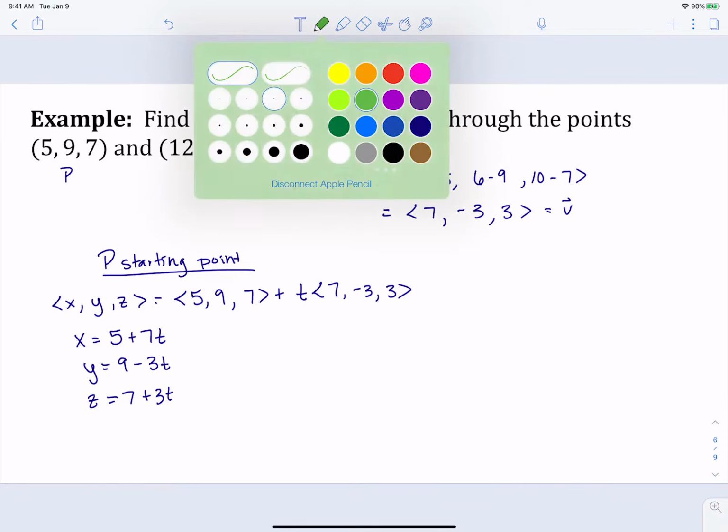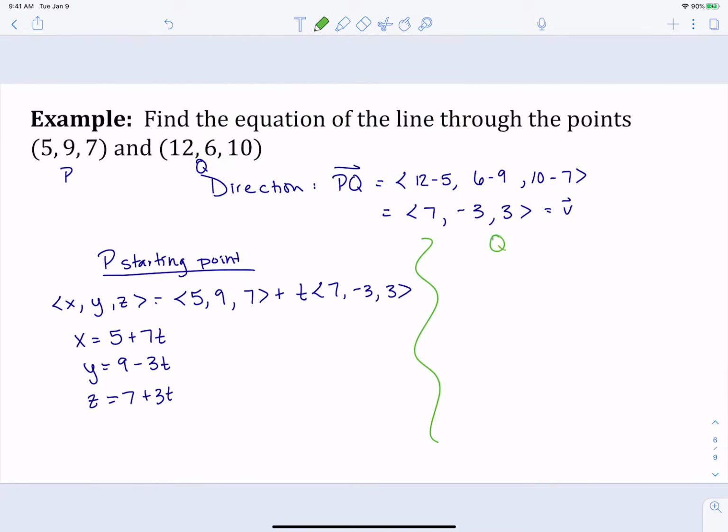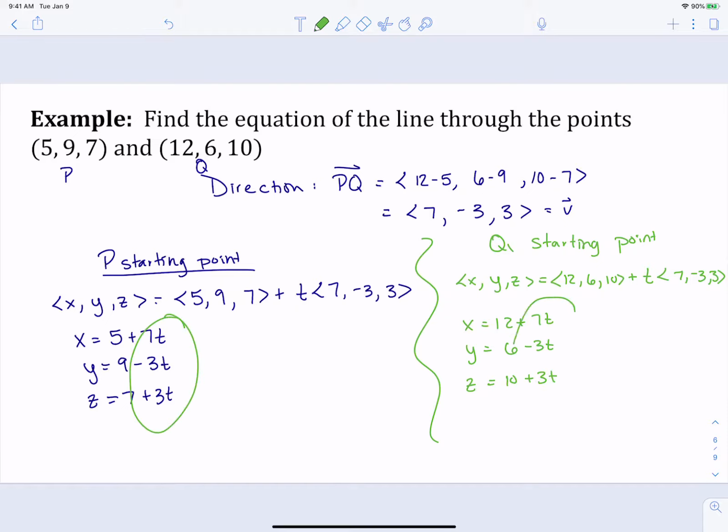If we instead said, okay, let's use Q as the starting point, it doesn't really matter what you use as the starting point. Our vector equations and our parametric equations are going to look slightly different only because that starting point is different. But the direction that we go is going to remain the same. And it's really just a matter of thinking back to a line in 2D here. Let me finish writing this out here. 10 plus 3t. Okay, so notice these parts of it are the same. It's just that starting point that's different.